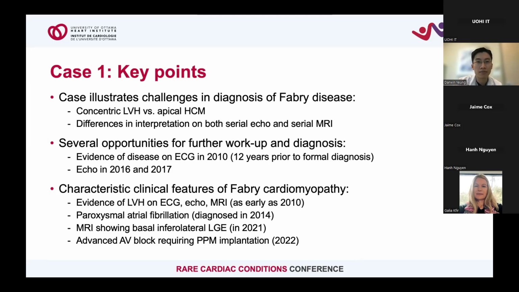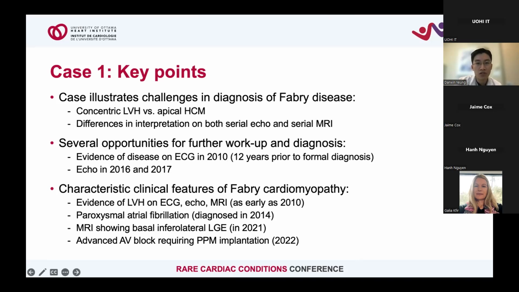In this case, we also saw several opportunities for further workup and diagnosis in terms of evidence of abnormalities on ECG 12 years prior to formal diagnosis. And the patient also had echocardiograms 5 to 6 years prior to diagnosis as well. Those represent opportunities for early diagnosis of Fabry disease. This case also highlighted some characteristic clinical features that can be seen more often in Fabry disease compared to HCM.